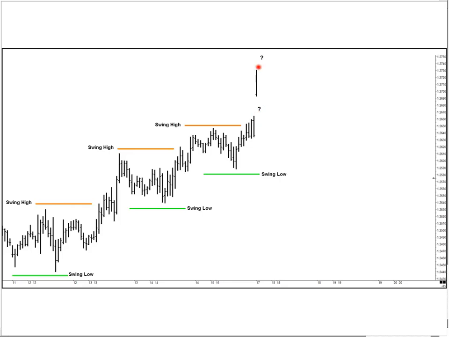Is this the end? I have no idea. I wouldn't market that way, and I wouldn't think about it that way because we don't know what price is going to do. It's closing on its high. We'll have to wait for another bar, buy another bar. But I'll keep marking swing highs and swing lows as I try and get a feel for this market. Right now, I have nothing to do.